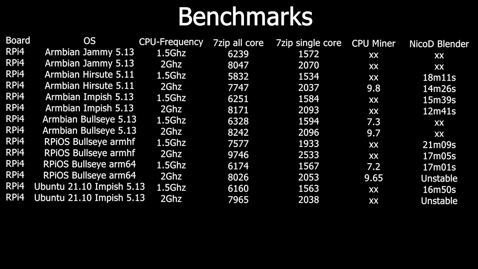Something interesting that I can tell you from the benchmarks is that with Raspberry Pi OS Bullseye ARM64, Blender crashed at 2 GHz and also Ubuntu 21.10 crashed at 2 GHz, while Armbian never crashed at 2 GHz with the Blender benchmark. With Jammy, Blender didn't work, and with Armbian Bullseye it also didn't work, so I couldn't see if it worked then. But Armbian did look to be overall more stable.